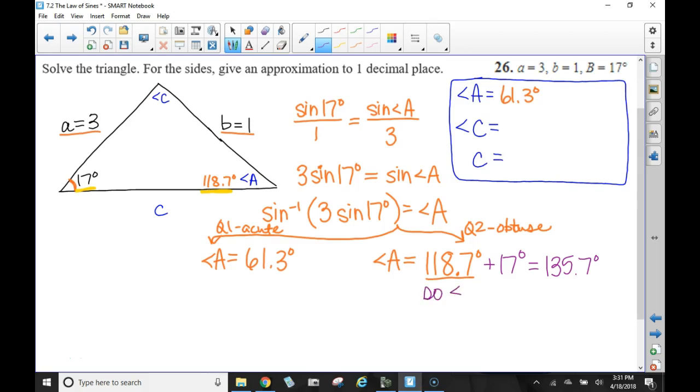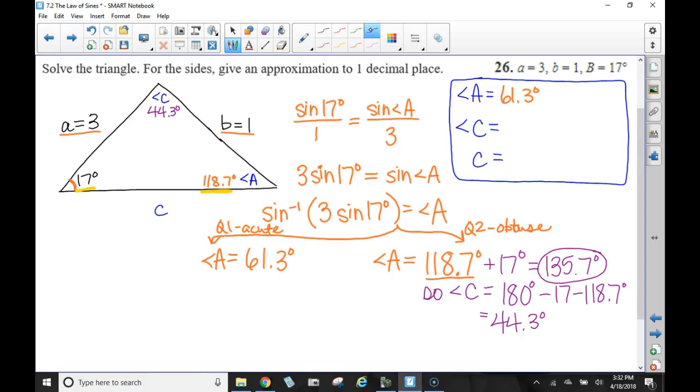So angle C is going to be equal to 180 minus the 17 minus the 118.7, or 180 minus that, okay? That's going to leave us with 44.3 degrees. Okay? And let's go ahead and say that this is 44.3 degrees, and let's fill out our second triangle.